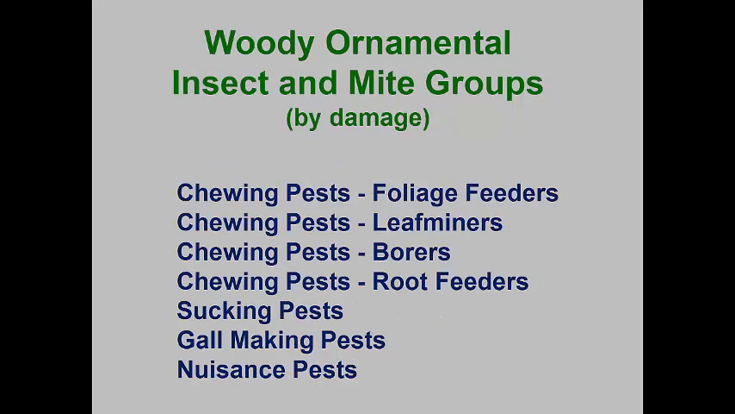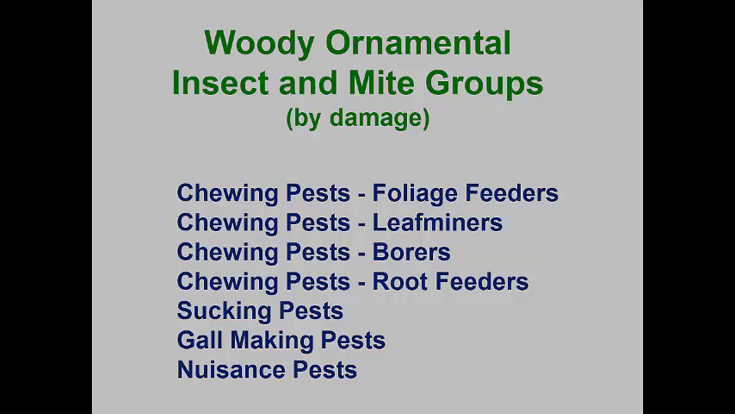I prefer kind of a hybrid of the parts of the plant attacked and the feeding type. In short, there are chewing pests that eat the foliage, mine the foliage, burrow in the trunk or stems, or eat the roots. Other insects and mites suck juices in characteristic ways, and this is often related to the taxonomic groups. In other words, true bugs, aphids, scales, mites, etc.